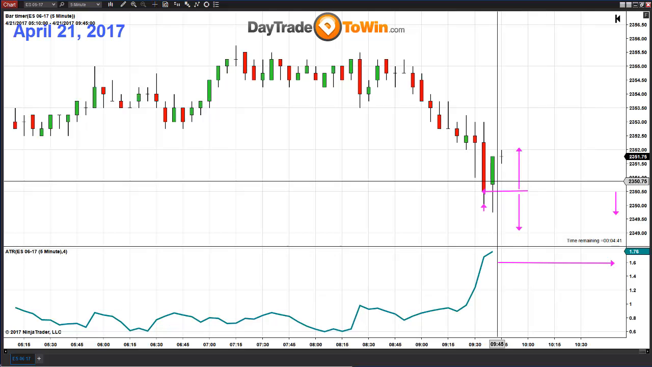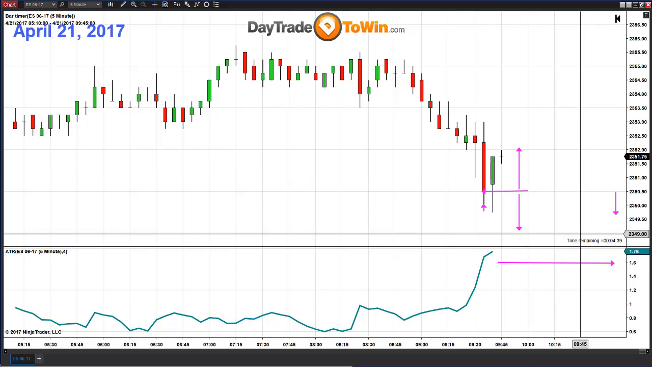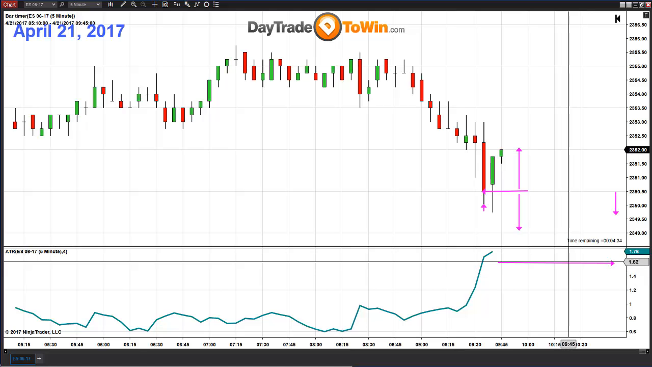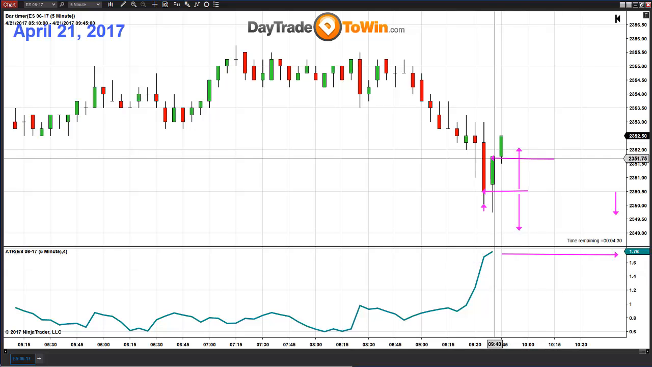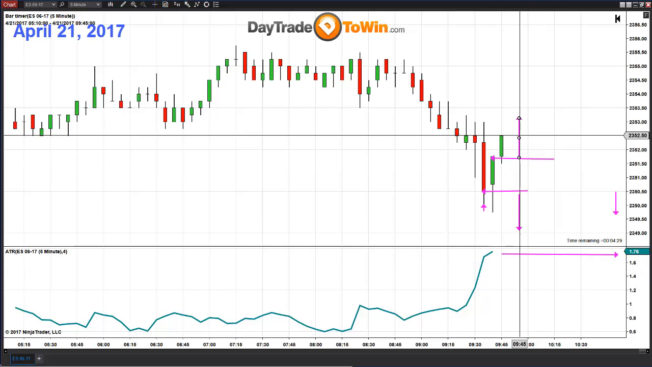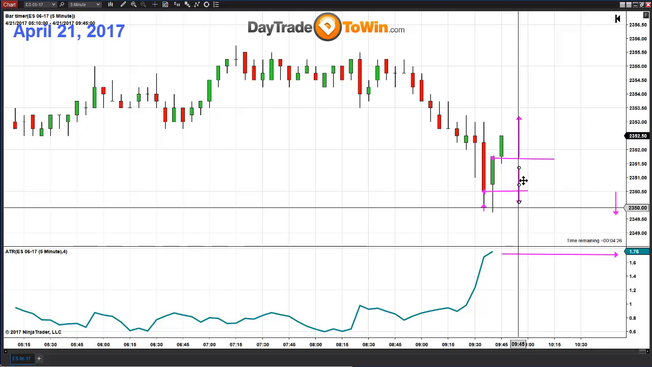Now, the candle has closed and it's updated. The ATR now, average true range, is indicating 7 ticks. So the same thing, I can expect from this candle's closing price either 7 ticks up or 7 ticks down.